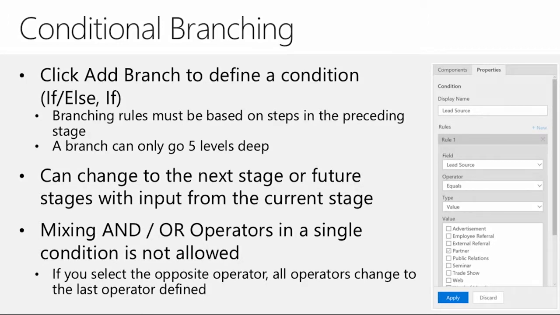The thing to remember with branching is the branching rules have to be based upon the steps in the preceding stage. So if I'm in the develop stage and I want to do a conditional branch, the branch has to be based upon values that were captured in that develop stage and not the qualify stage. So you have to look at that immediately preceding step to work through it.